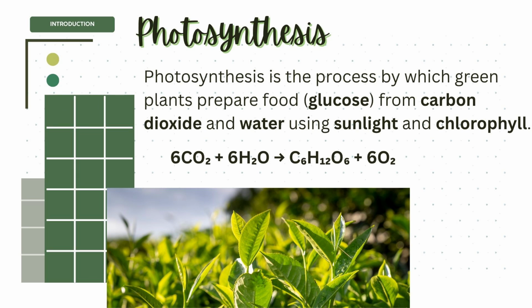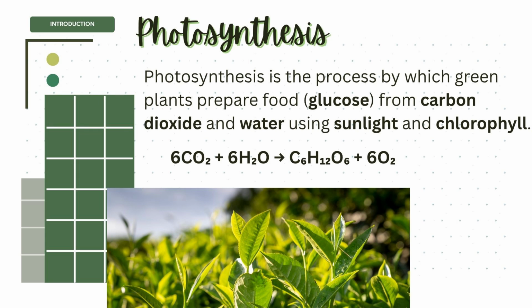Photosynthesis is the process by which green plants prepare food, that is glucose, from carbon dioxide and water using sunlight and chlorophyll. So what do we understand from this? Plants take carbon dioxide from the air and water from the soil. Using sunlight energy and chlorophyll, they convert these into glucose, which is a type of sugar, and release oxygen into the air.